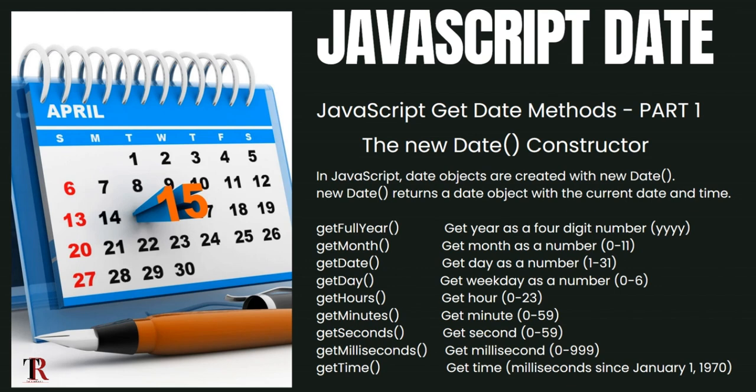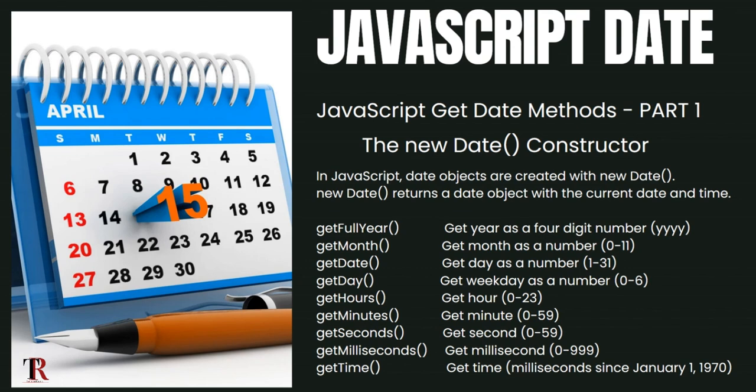Then the getDay method gets the weekday as a number. We have 7 days in a week, but in JavaScript that is translated into 0 to 6, because counting starts from 0 and not from 1. Then we have the getHours method, 0 to 23. The same thing is applicable, 0 to 23 as against 1 to 24. We have 24 hours, represented from 0 to 23.